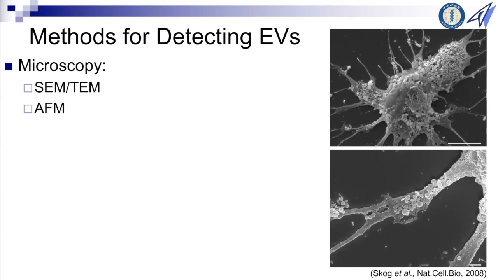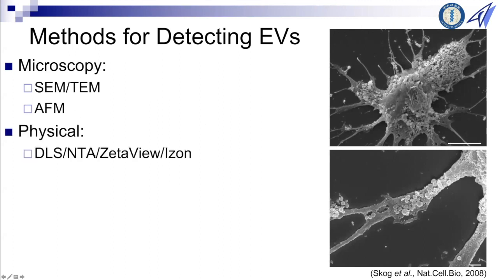So the thing is, we cannot image vesicles alive using this technique. And of course, there is also atomic force microscopy and other ways. In terms of physical ways to study them, people have been using dynamic light scattering, NTA, ZetaView, ISON. They each have their pros and cons, so due to time, I won't go into the details.